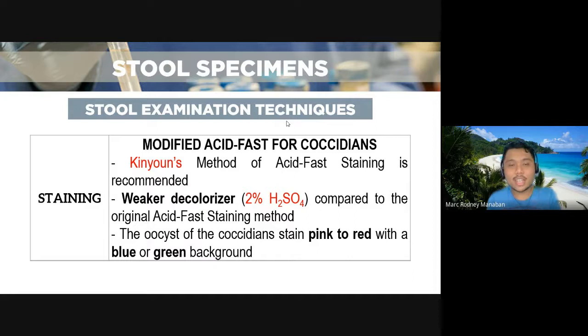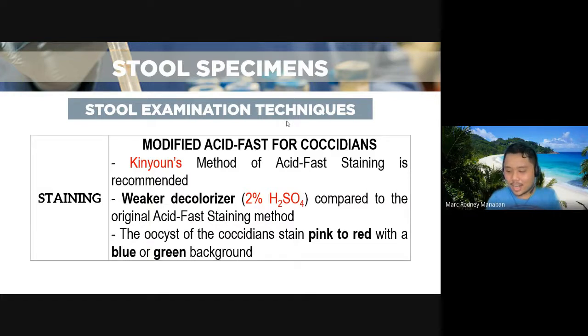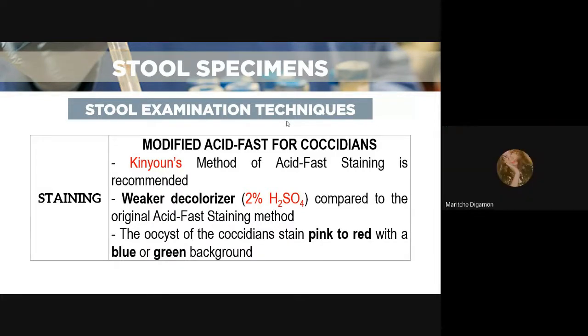Now, for partially acid fast bacteria, can you give an example? Nocardia, sir. Okay, very good. Nocardia is one. What else do you remember? Tsukamurella, sir. Very good. And Gordonia. That's correct. Gordonia, Tsukamurella.